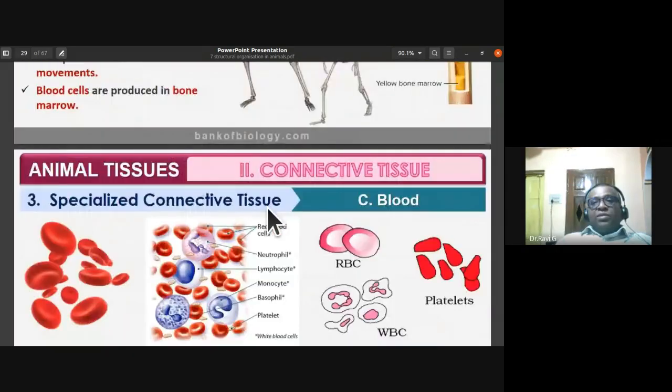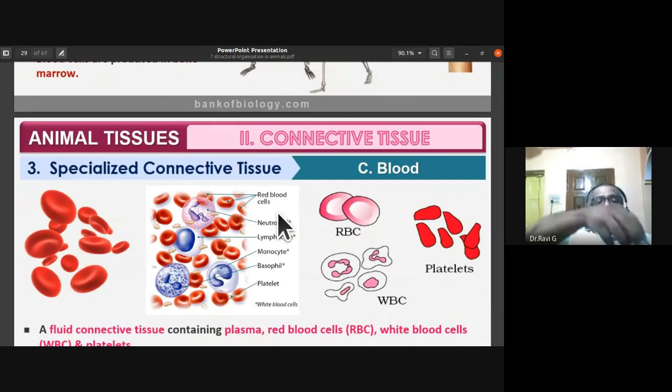And what you have to remember is they are arranged one above the other like a group of coins. So we call this arrangement Rouleaux. They are arranged one above the other like a pile of coins. We call them Rouleaux.